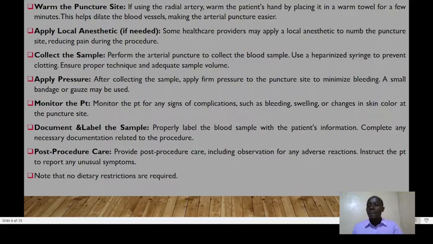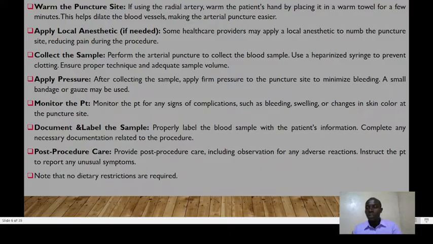Then also apply the local anesthetic, the one that you have mentioned, based on the different healthcare providers, because some of them could apply a local anesthetic just to numb the puncture site so as to reduce pain during the procedure. So you collect the sample and perform the arterial puncture. Remember you have to use a heparinized syringe so as to prevent clotting.